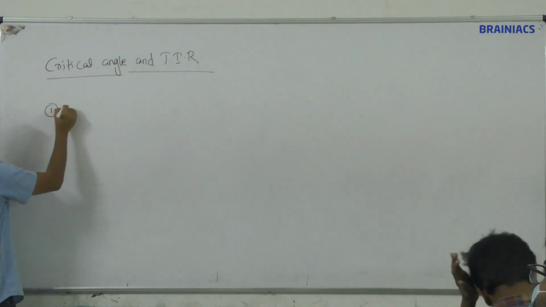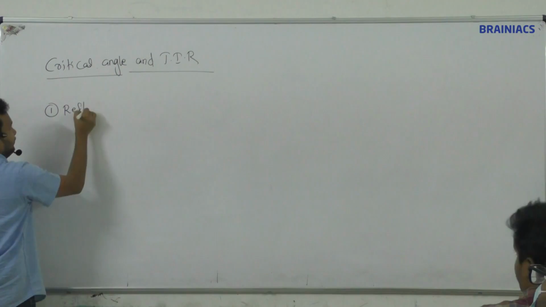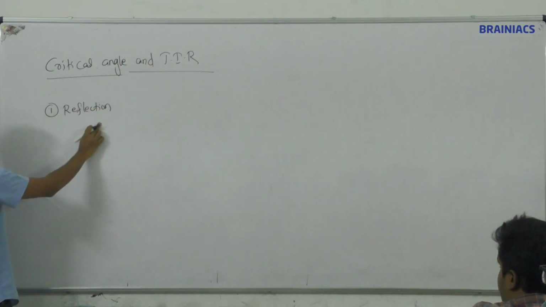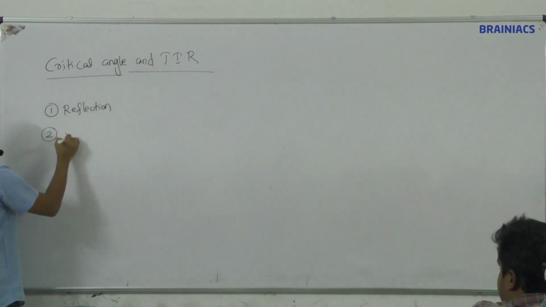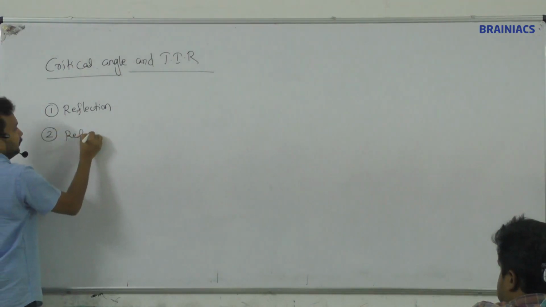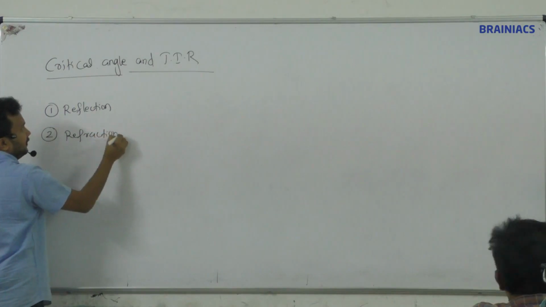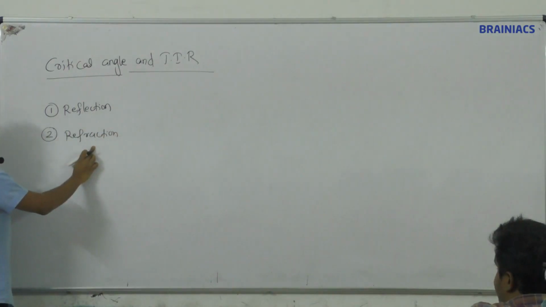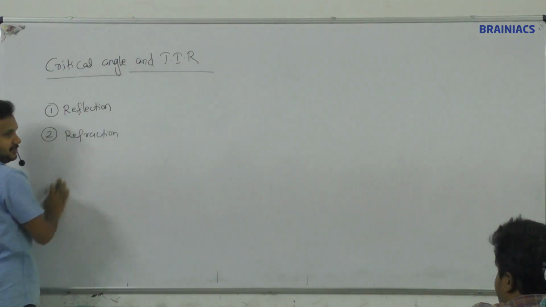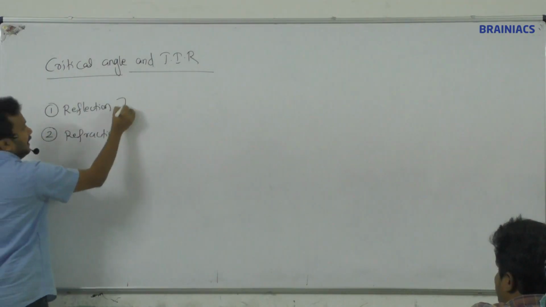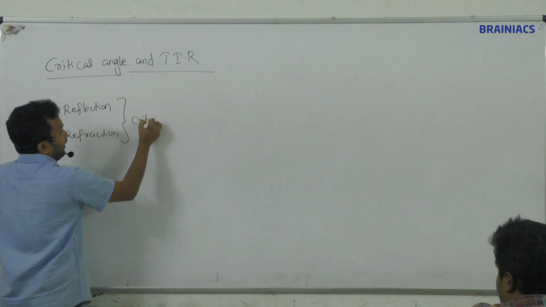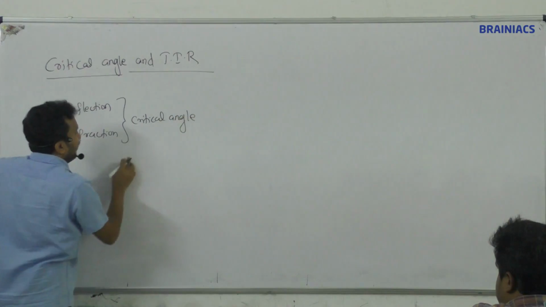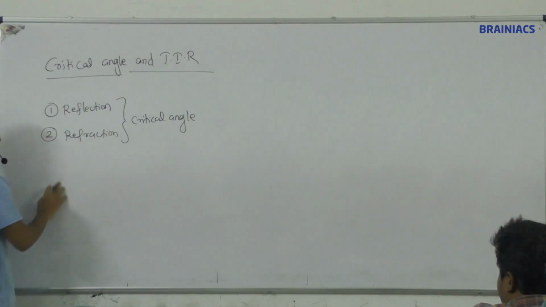First part, what we have learned using mirrors. Then we learned about refraction. So there is a transition from reflection to refraction, or refraction to reflection. So critical angle, refraction, when to happen reflection.